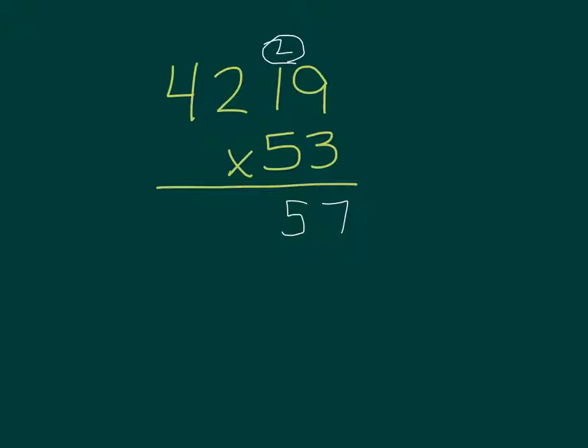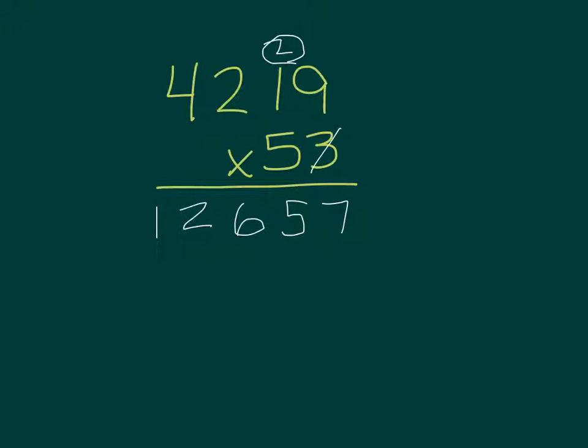I move over to the 2 in the hundreds place. 3 times 2 is 6. And then finally to the 4. 3 times 4 is 12. There's no place for me to carry the 1, so it just drops right down with the 2.